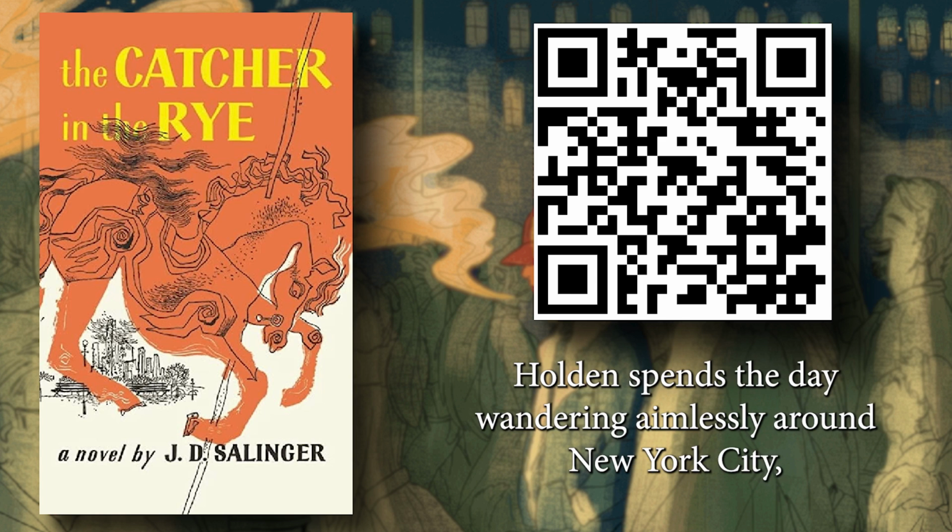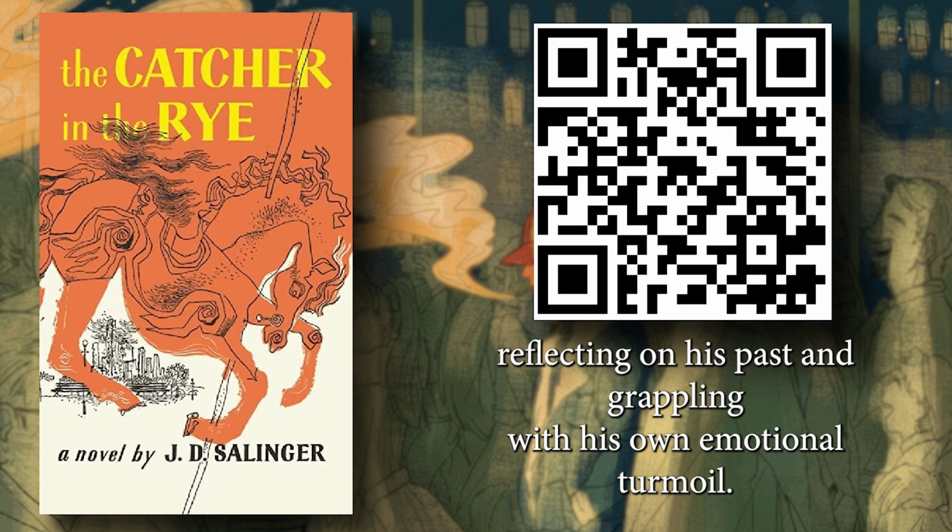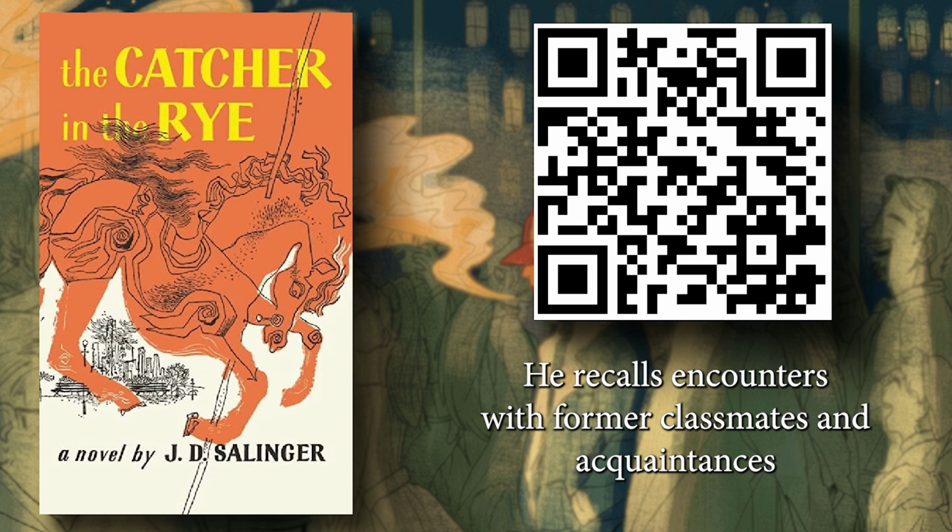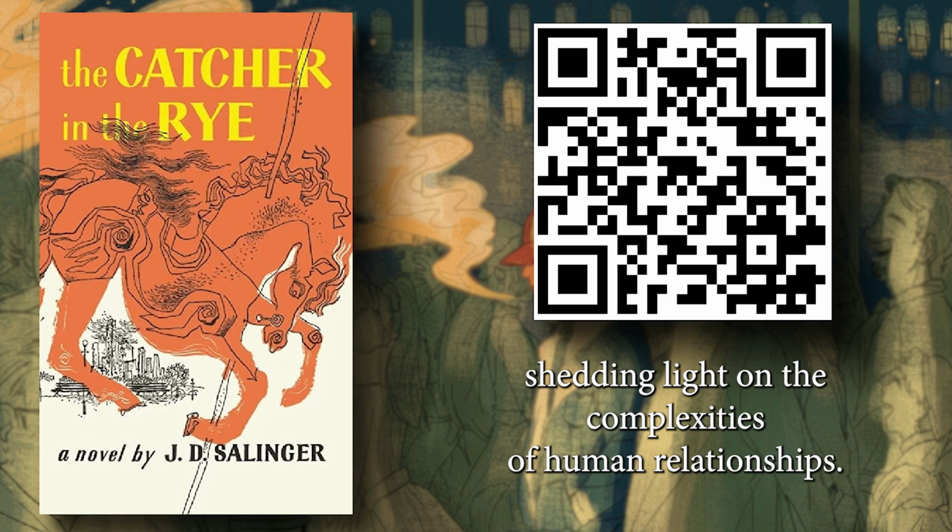Chapter 9. Holden spends the day wandering aimlessly around New York City, reflecting on his past and grappling with his own emotional turmoil. He recalls encounters with former classmates and acquaintances, shedding light on the complexities of human relationships.